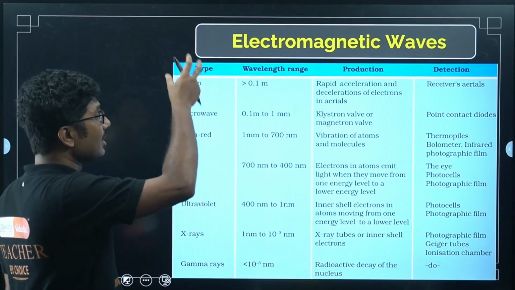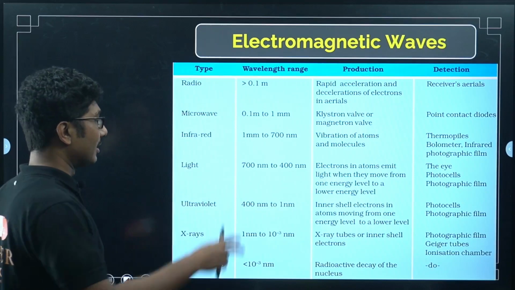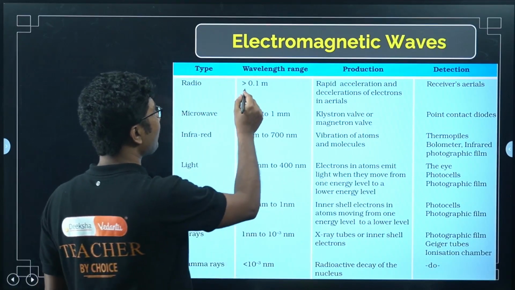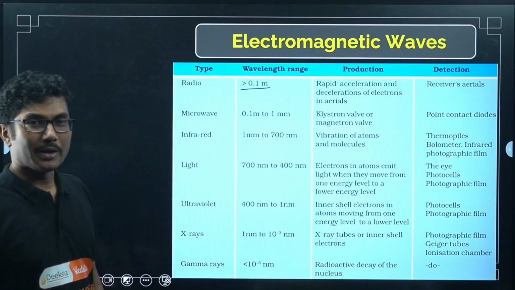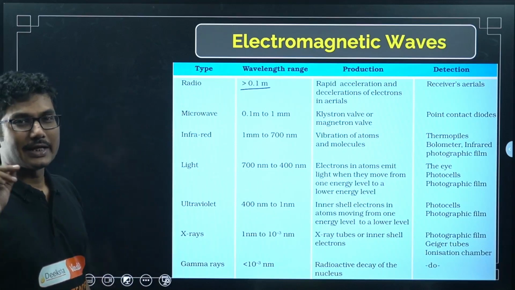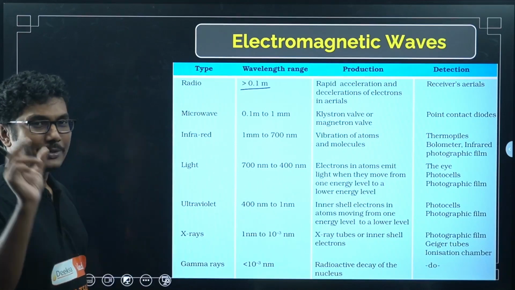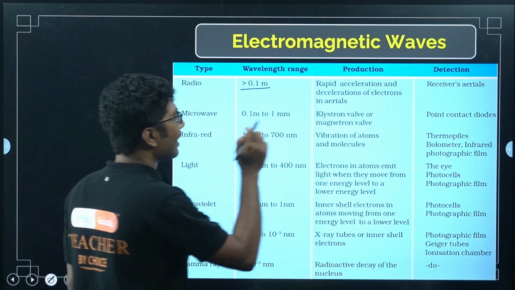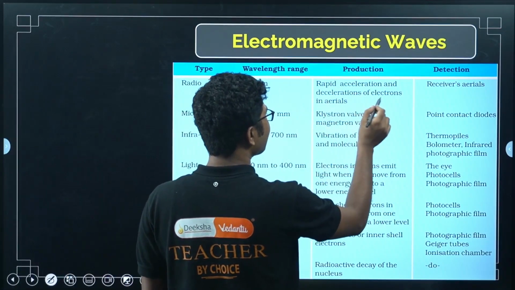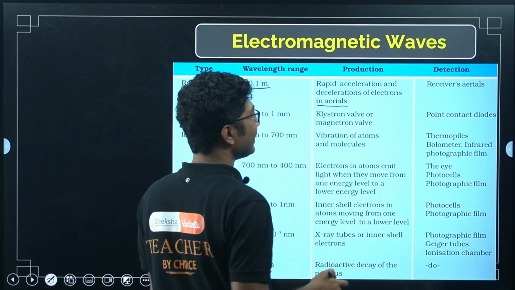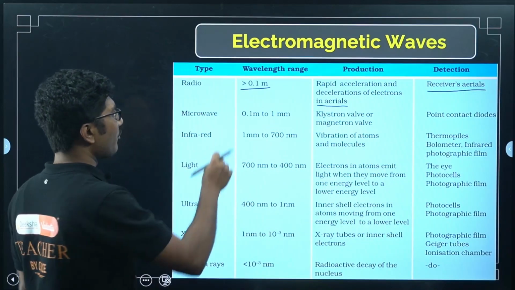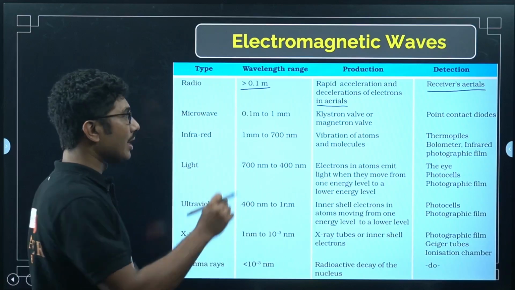Now this is a shortcut synopsis of everything. Radio waves have a wavelength range of 0.1 meter upward. 0.1 meter is actually 10 centimeter, like the 10 centimeter on your scale, which is a very high distance, right? They are produced by rapid acceleration and deceleration of electrons in aerials, and received in receiver aerials. Microwaves range from 0.1 meter till 1 millimeter.